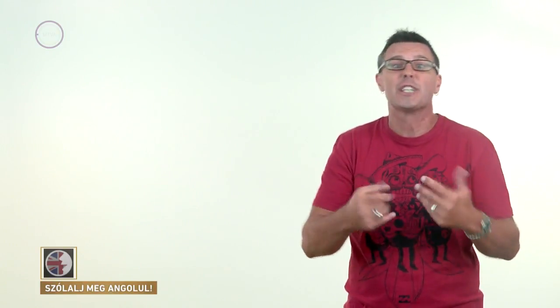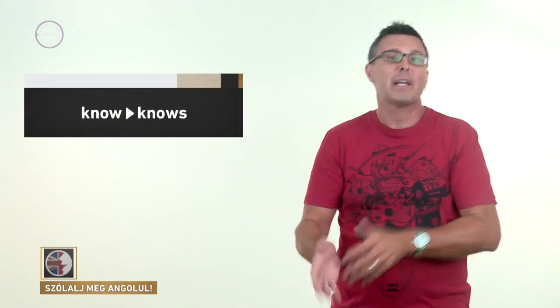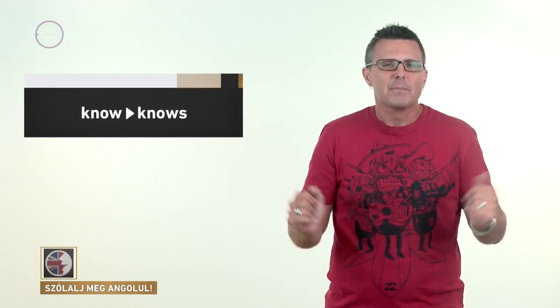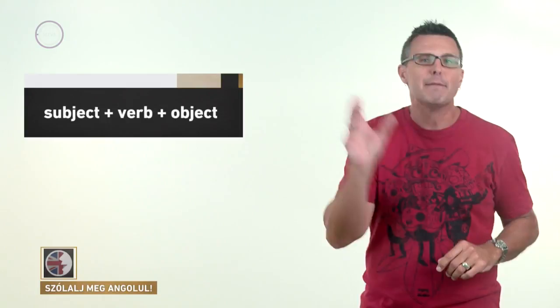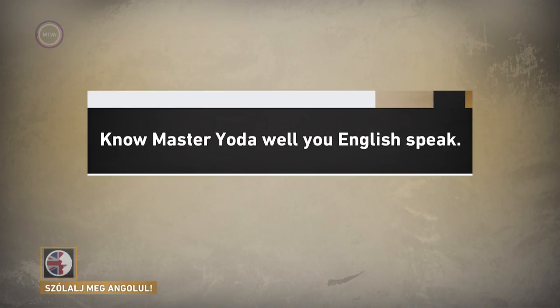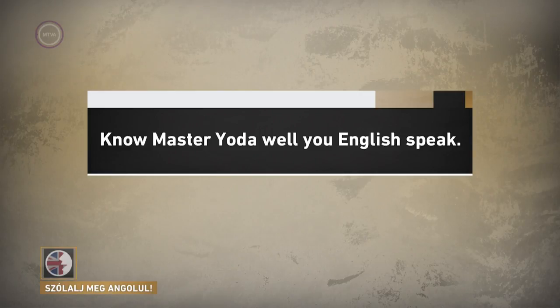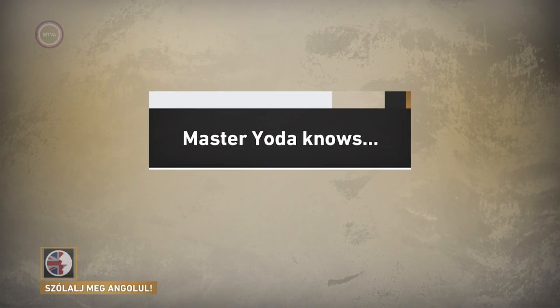Exactly. Just like the man said, because Yoda's sentence features the third person singular, we have to change the verb to the correct form. We have to conjugate the verb to know. Know becomes knows. Great. Okay. Now, what comes next? Who remembers? Yes, subject, then verb, then object. Okay, so in Yoda's badly constructed sentence, where's the object? Yes, the original sentence was, "Know, Master Yoda, well you English speak." And from that starting point, we've now got Master Yoda knows.